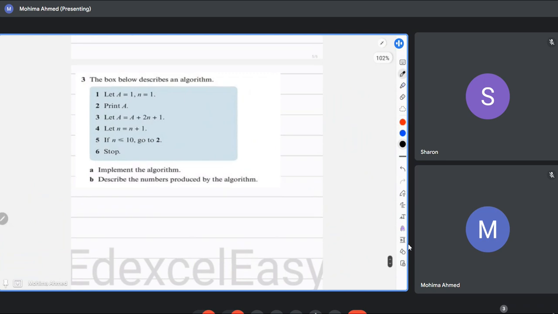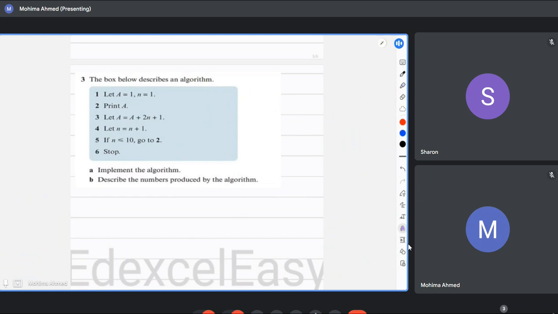okay, now for 3, it says that the box below describes an algorithm. Let A be equal to 1 and N also equal to 1. This time, we're not going to take any input from the user, right? This is a fixed algorithm. The value for A is 1, N is 1, and we need to first print A. That means on a compiler, we're going to write print A and that will give you the value 1, right?